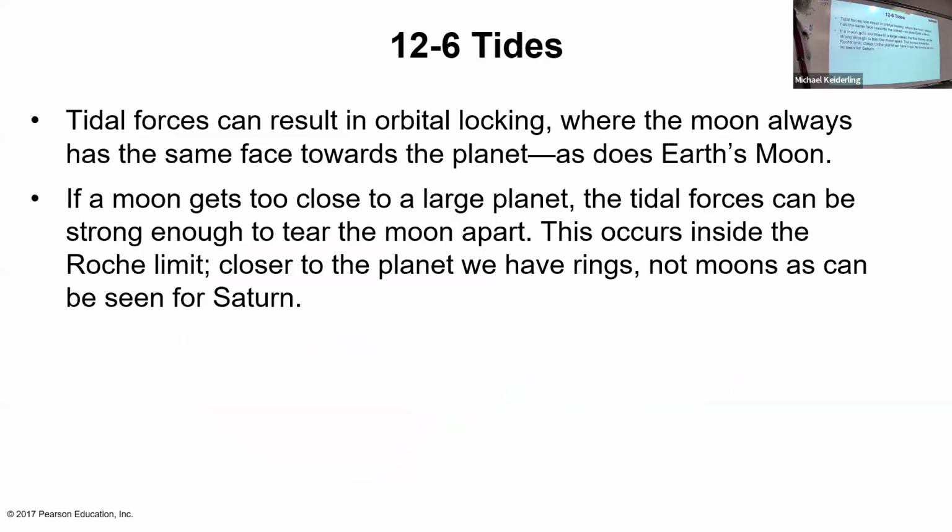So tidal forces can result in what's called orbital locking. So this has happened with the moon. The same side of the moon always faces towards the Earth. And the moon is slowing down the Earth's rotation. So if uninterrupted, the Earth would eventually slow down, so the same side of the Earth always faces the moon. And if a moon gets too close to a large planet, the tidal forces can be strong enough to tear the moon apart. This occurs within what is known as the Roche limit. Closer to the planet, you have rings, not moons, as can be seen for Saturn.